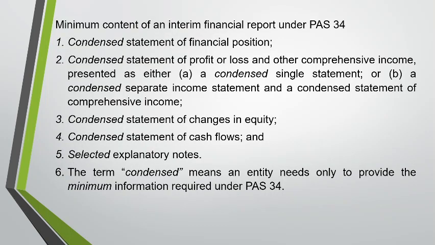The minimum content of an interim financial report under PAS 34 are the condensed statement of financial position, the statement of profit or loss. We have the condensed single statement, or the condensed separate income statement and condensed statement of comprehensive income, the condensed statement of changes in equity, the condensed statement of cash flows, and selected explanatory notes. The term condensed means an entity needs only to provide the minimum information required in PAS 34.